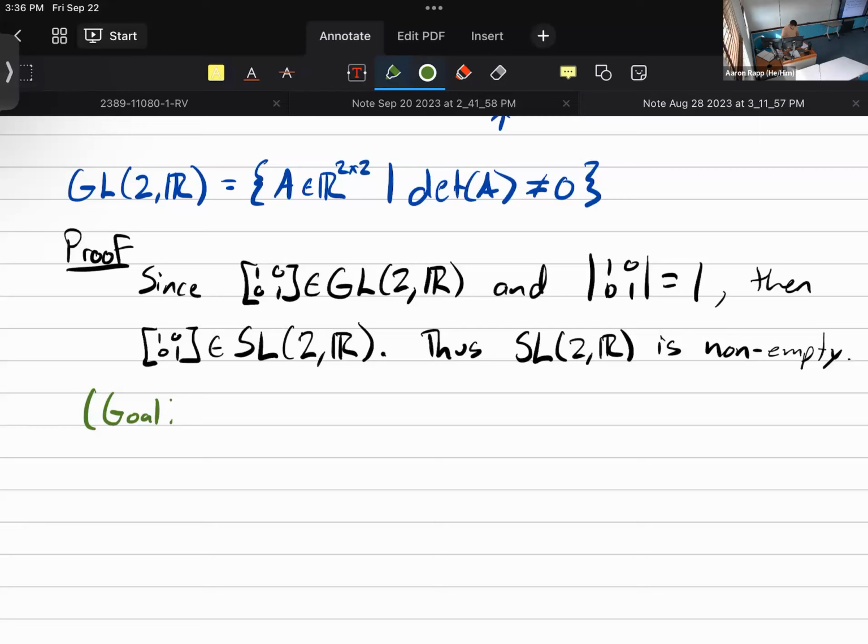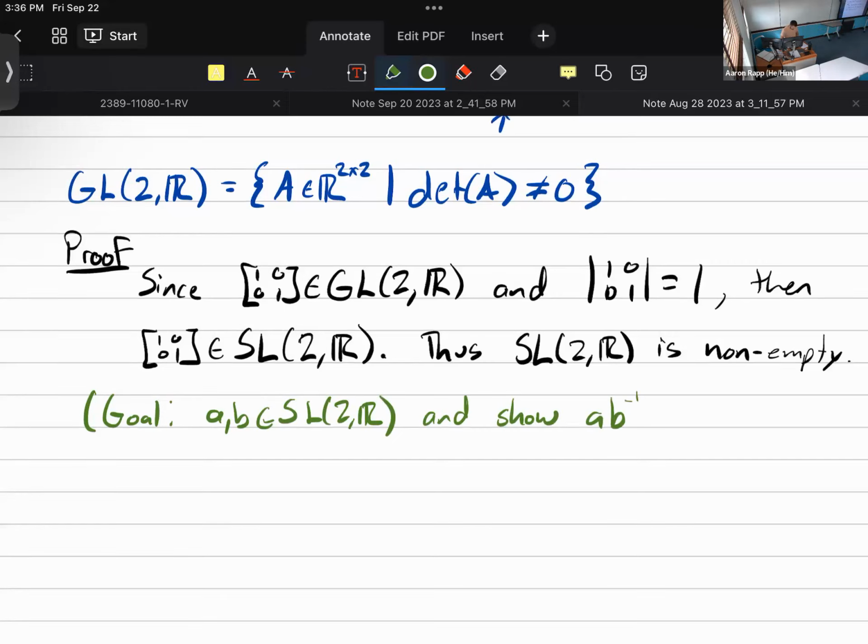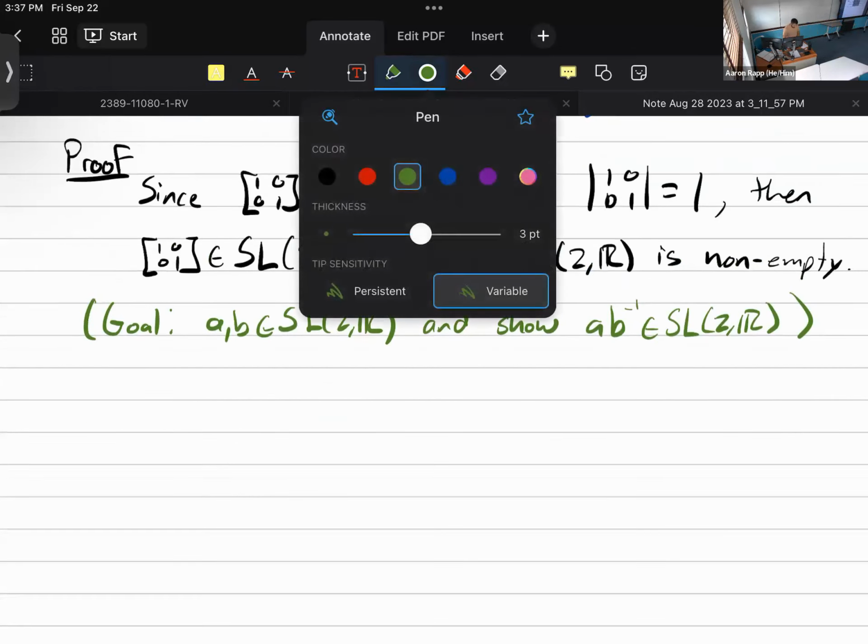Remember, it's always the same: take any two elements, then show A times the inverse of the second is in there. That's just a general concept every single time. I take two elements. I just need to show that the first element times the inverse of the second element stays in that set. And I know it's a subgroup. Well, what are my elements here? Matrices. We want to keep that in mind.